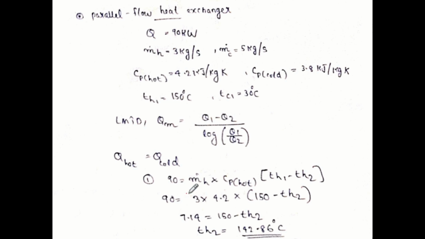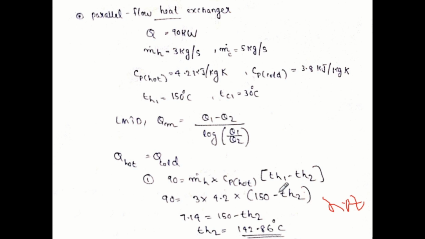So first I'm applying it for the hot fluid case, and I know the equation is m Cp delta T. So mh, the mass flow rate, is given in kilogram per second, so we don't need any conversion. If it's given in kilogram per hour, we have to convert it to kilogram per second, right? So it is given in kilogram per second, so we don't need to do any change, and the specific heat is also given.